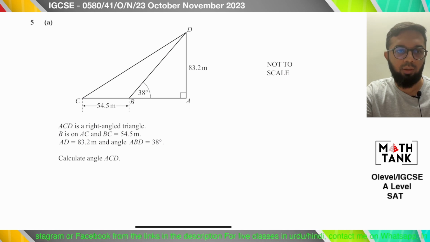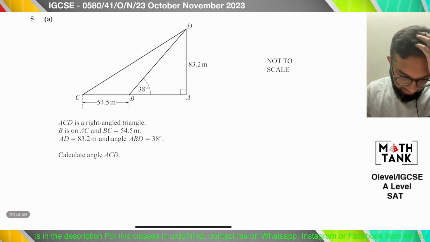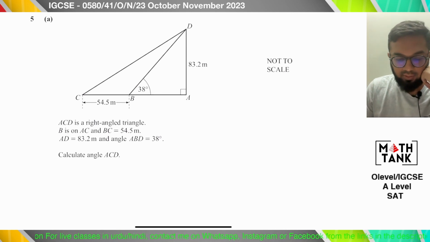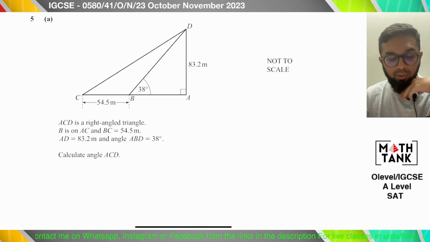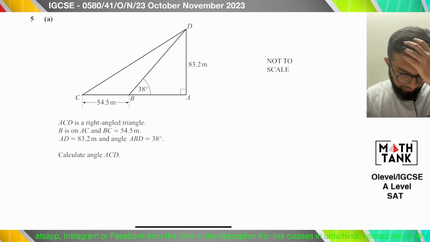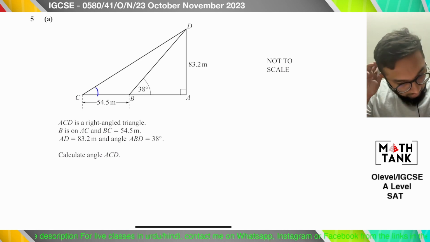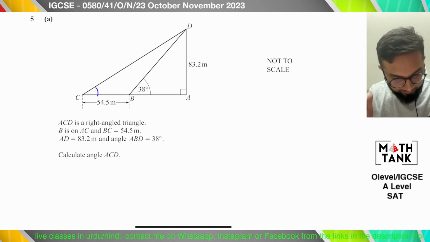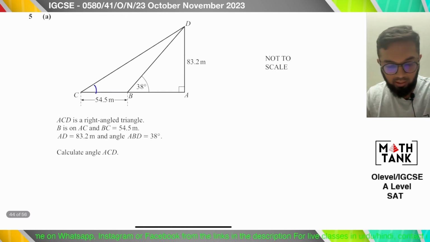Okay, let's look at trigonometry carefully. It says ACD is a right angle triangle, B is on AC, and BC equals 54.5. AD equals 83.2, and angle ABD equals 38. Calculate angle ACD. This is the angle that I'm looking for, and it's a 5-mark question, so it's going to take a while.